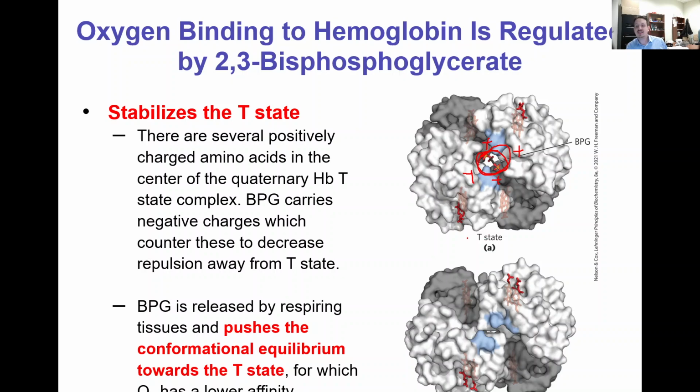If you don't have BPG, the T state can't exist because you don't have anything to stabilize these positive charges. But if you have BPG, you are allowing the T state to exist because you've got something to stabilize the positive charges that exist around the donut hole. And so you push the equilibrium from the R state towards the T state by adding in BPG.